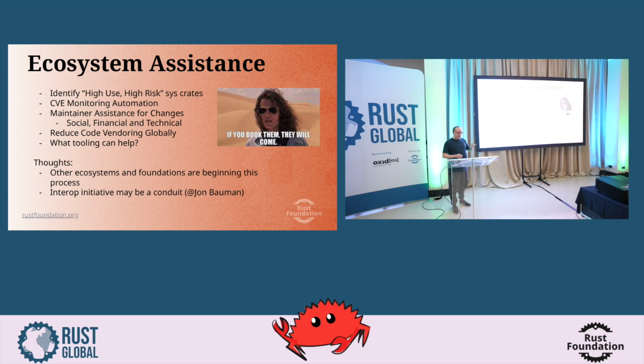And figuring out, what tooling can we build to help? I mentioned Git provenance, but what do we do with it? And we don't really know yet, but this is something we're trying to start figuring out. Other ecosystems are also struggling with this problem right now. OpenSSF and Alpha Omega both have very large, very well-funded initiatives trying to answer this question.